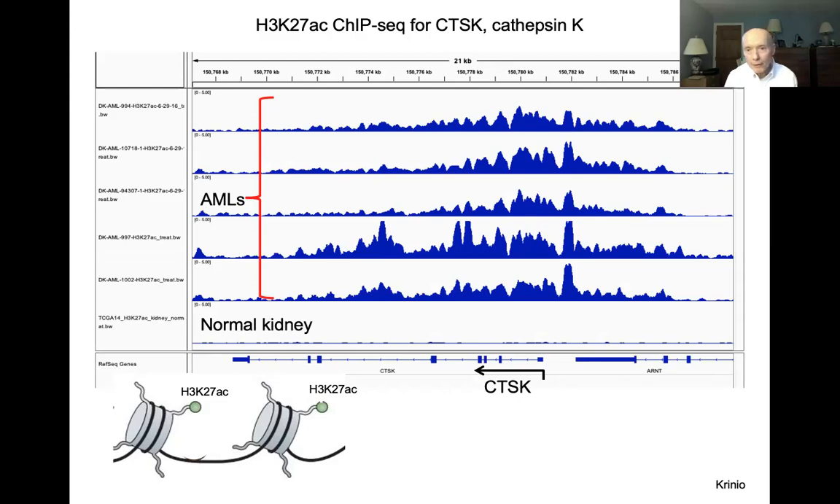It's known that this histone occurs in regions of open chromatin, not in regions of closed chromatin that is not available for TF binding. These open regions typically are near transcriptional start sites, as seen here for CTSK, but can also be seen in enhancer regions that are remote from TSSs. This slide shows that for 5 AMLs, the H3K marks were very high and intense here in the CTSK region and were completely absent in normal kidney as a control.